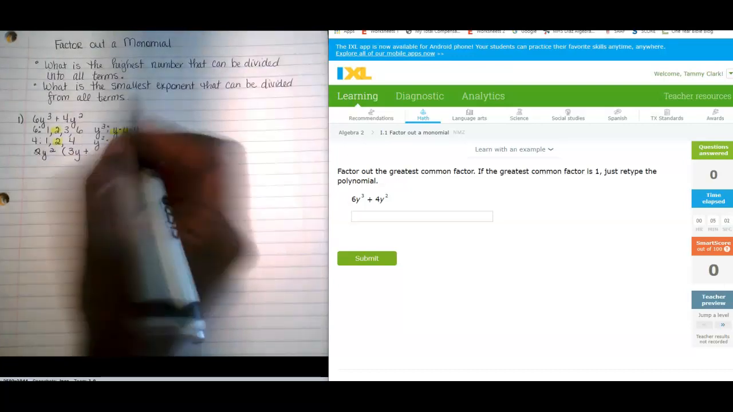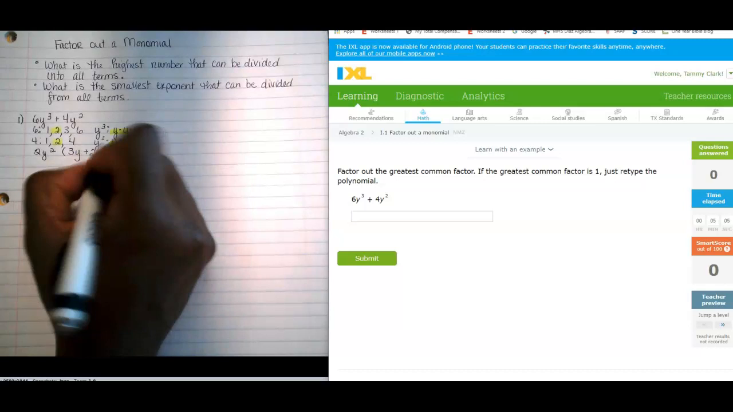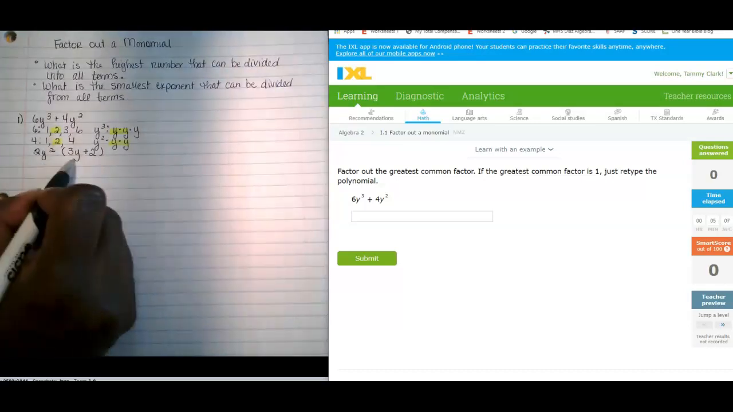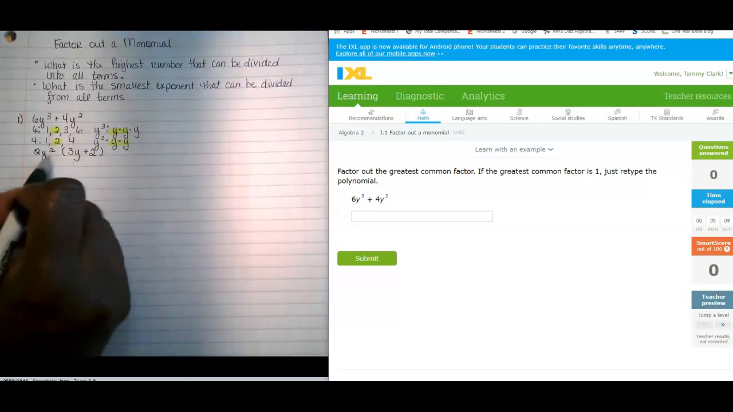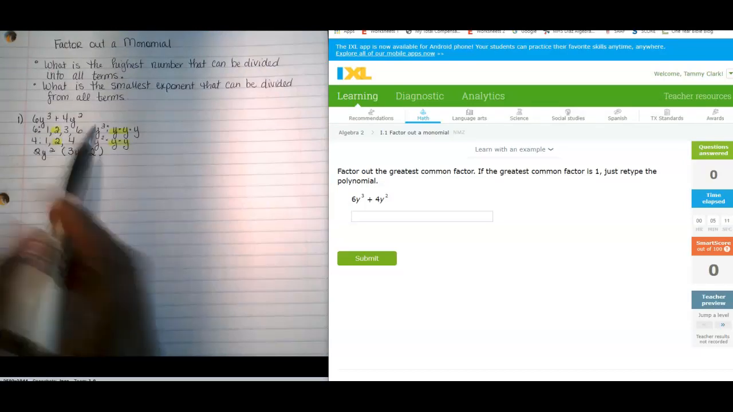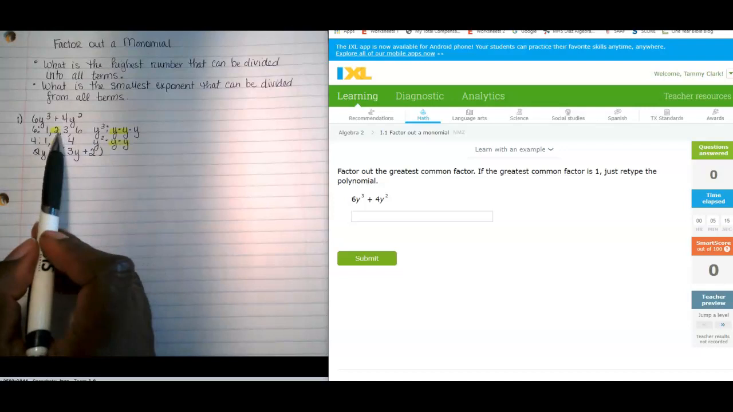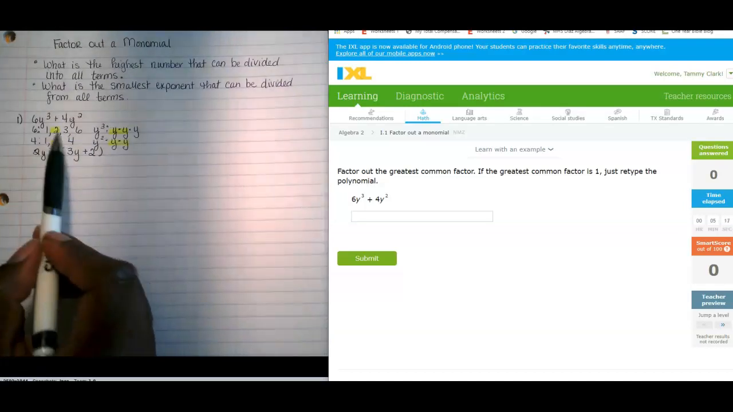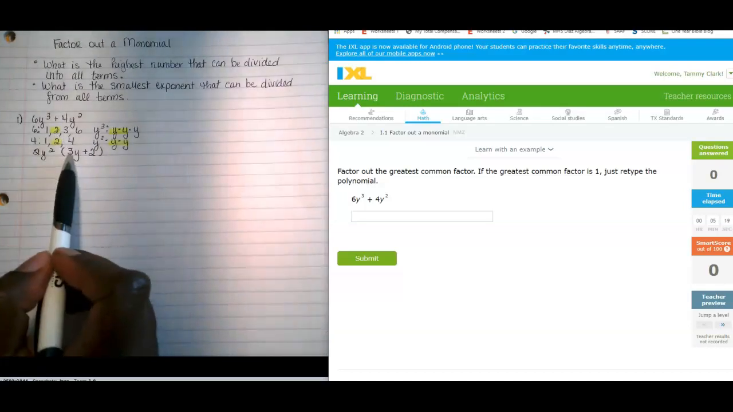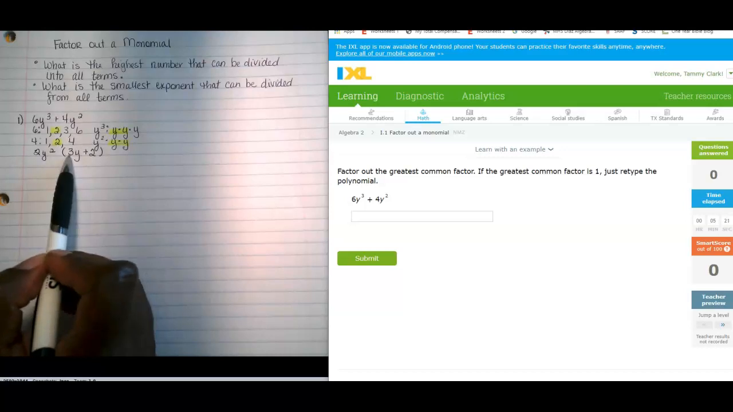plus 2. And if I check this, it should come out to what I have here. And how do I know what should go in the parentheses? It should be the other factor. So I know 2 times 3 is 6. So because I brought out the 2, I leave in the 3.